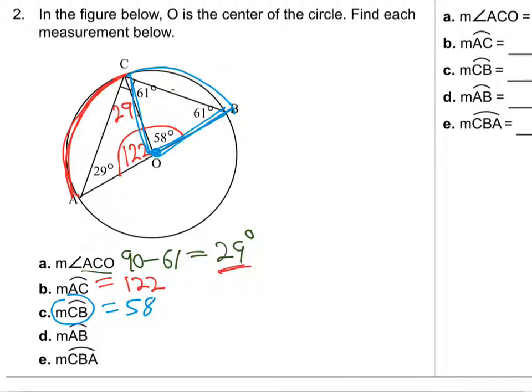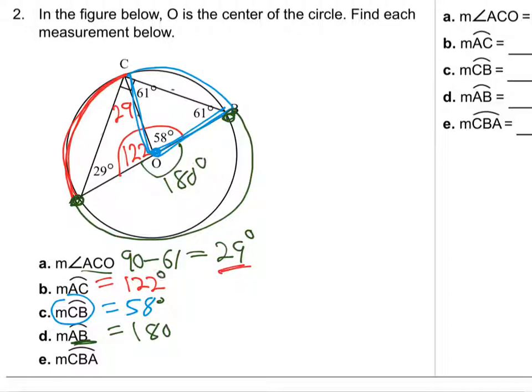How about measure of arc AB? Yeah, it's the 180. Do you see it? AB goes from here all the way to there, doesn't it? Which is this central angle, which is 180. We good there? So whenever they give us an arc, it's the central angle.